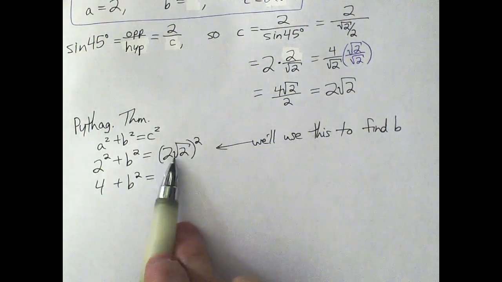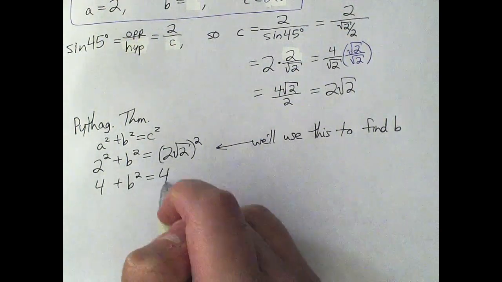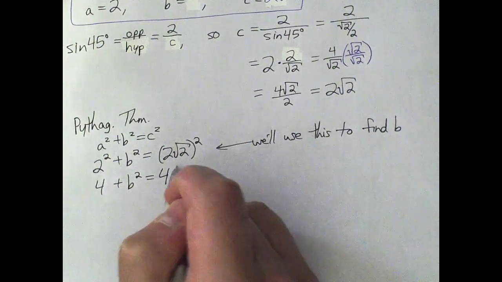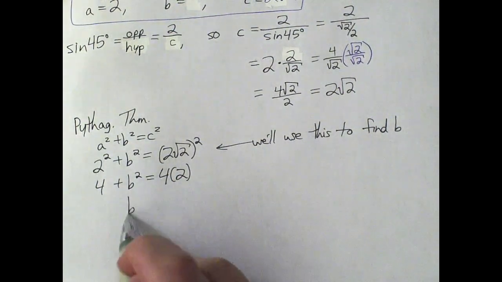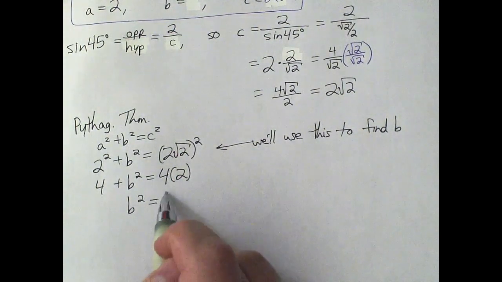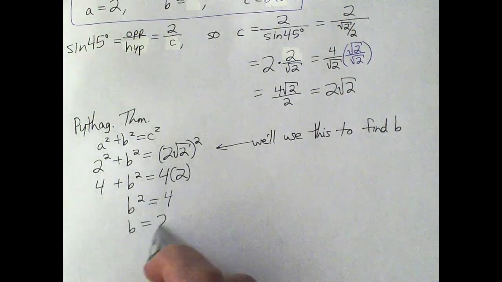Well, when you have something in parentheses like this and you square it, you have to square both pieces. So the 2 gets squared and the square root of 2 gets squared. When the 2 gets squared, it becomes 4. When the root 2 gets squared, it becomes 2. 4 times 2 is 8. So b squared is 4. Hey, look at that. b is 2.